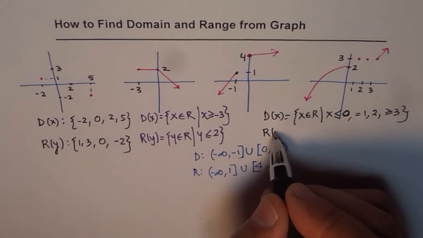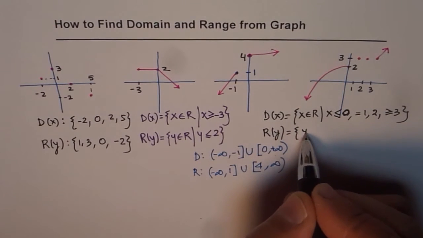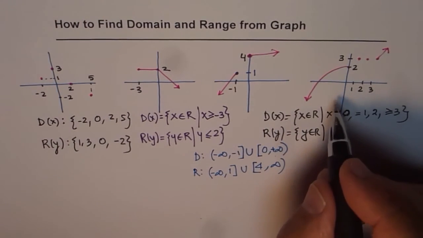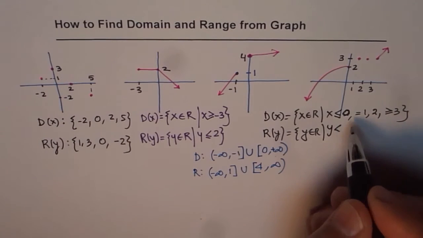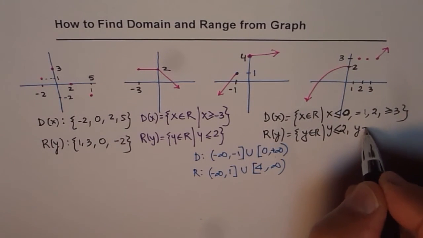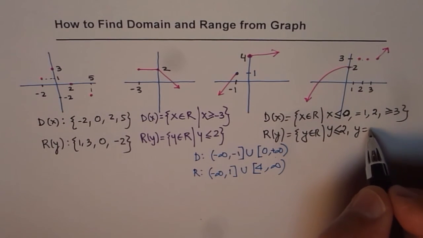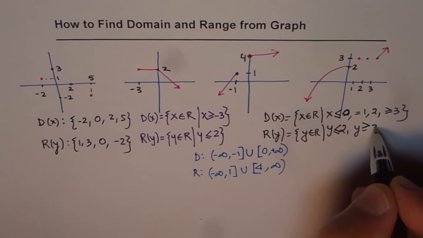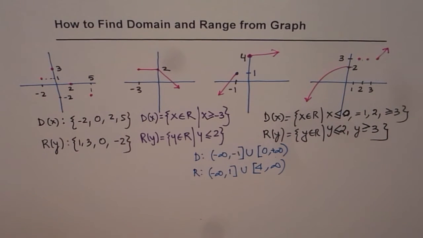And the range for this function will be y belongs to real numbers so that y is less than or equal to 2, right? And then y is equal to 3. Now 3 is also included here, so we can say greater than or equal to 3, right? So that gives you the range for this function. So there is a discontinuity in between, but that gives you an idea how to write the domain and range for functions when they are given in different forms, right?